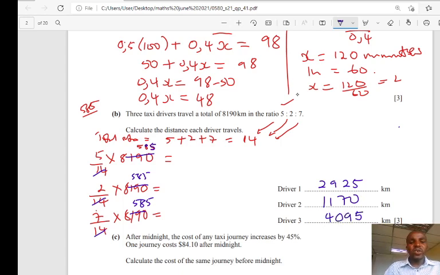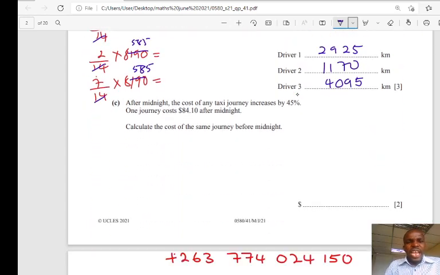4095 actually. Then you can say you are done. Next question, part C. After midnight, the cost of any taxi journey increases by 45%. One journey costs $84.10 after midnight. Calculate the cost of the same journey before midnight.